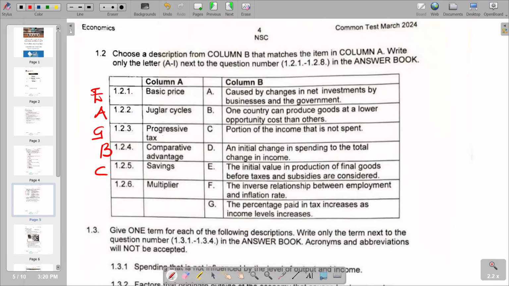Then we also have the multiplier, and we try to see which one matches the multiplier in column B. It's an initial change in spending to the total change in income. So the income changes are responding to a change in spending that has taken place. So we have D as the correct response. So this becomes the last question that we have on 1.2. So moving on to 1.3.